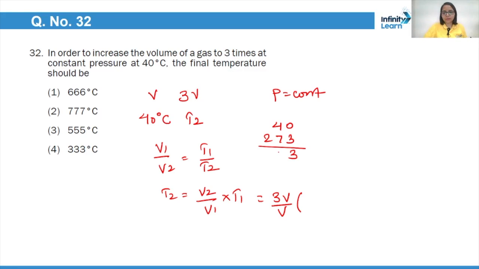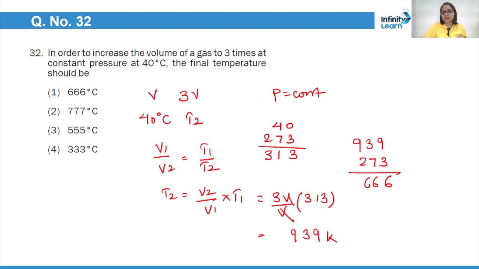So this is 313 Kelvin, right? So this will be 939 Kelvin. If you convert it into degrees Celsius, it will be 939 minus 273. So this is 666 degrees Celsius, which will be the final temperature. So correct answer is option 1.